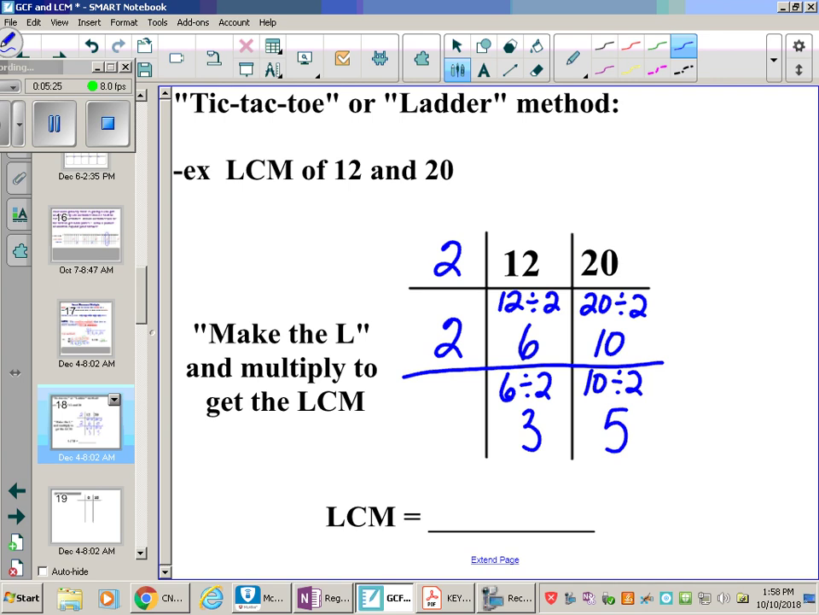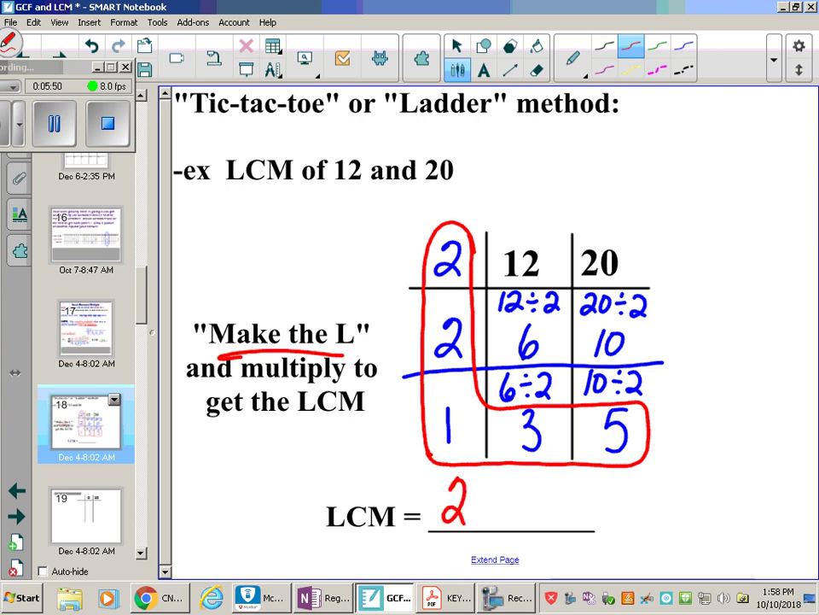Now look at those answers, 3 and 5. Are there any common factors of 3 and 5? Yes, but the only common factor is 1. So when you get to the point where your only common factor that you have left is 1, that's when you're done making your chart, if you remember. So then I'm going to do what I did for GCF and look at the numbers on the left, but I'm going to make the L. In other words, make it look like an L and take those numbers along the bottom as well. So my LCM is going to be 2 times 2 times 3 times 5. And if I actually multiply that out, 2 times 2 is 4, times 3 is 12, times 5 is 60. The least common multiple of 12 and 20 is 60.